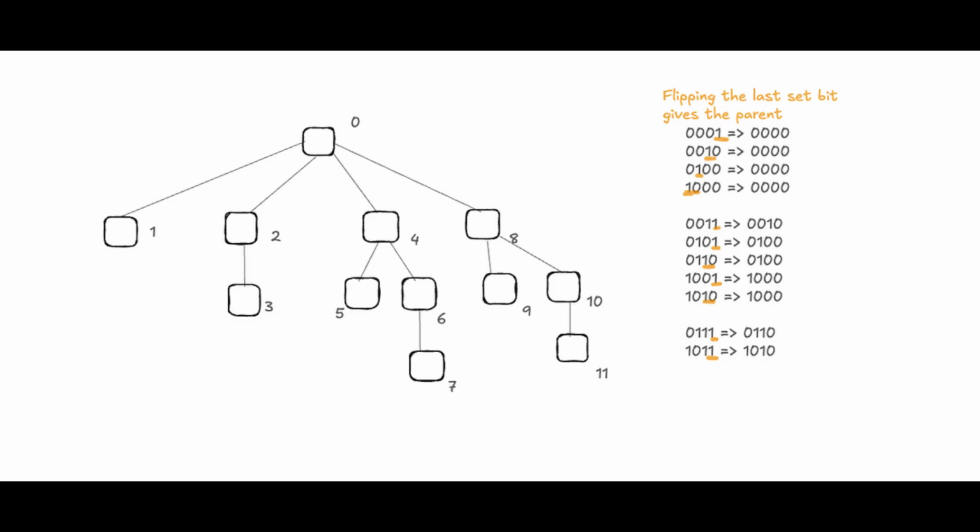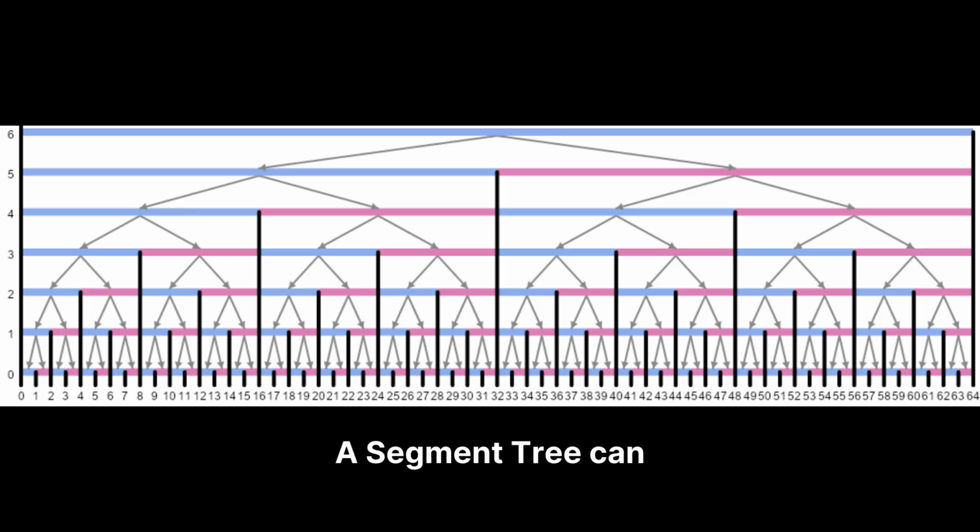a range. A regular array is good for fast reads, but slow for range totals. A prefix sum array is good for range totals, but slow for updates. A segment tree can do both extremely fast, but it's complicated and memory heavy. This is exactly where the Fenwick tree shines.